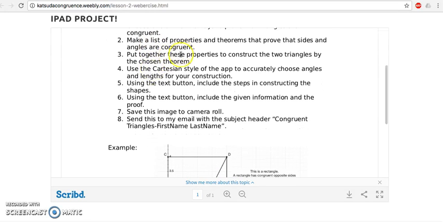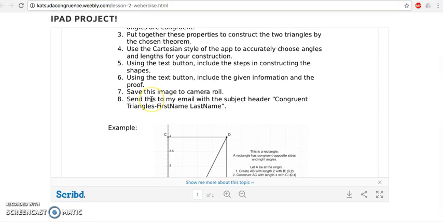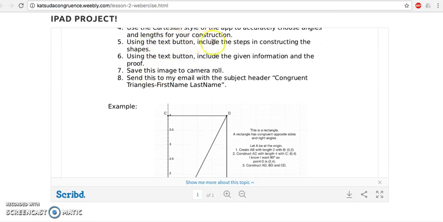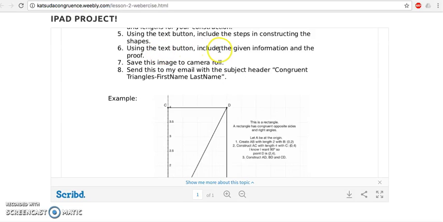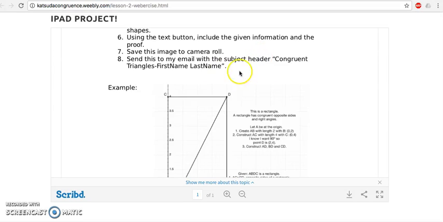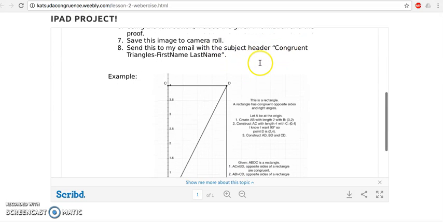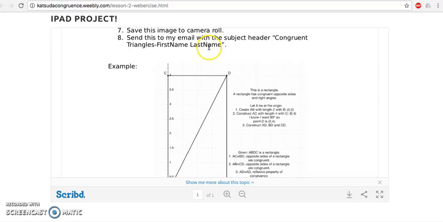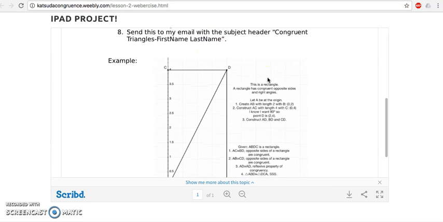Next, they have to put these together. They can use the Cartesian style of the app to accurately choose angles and lengths for their construction. They need to use the text button to include the steps in constructing the shape or the 2 triangles. And they have to use it again to give the given information and the proof, and then save the image to the camera roll, and then they would send this to me via email.